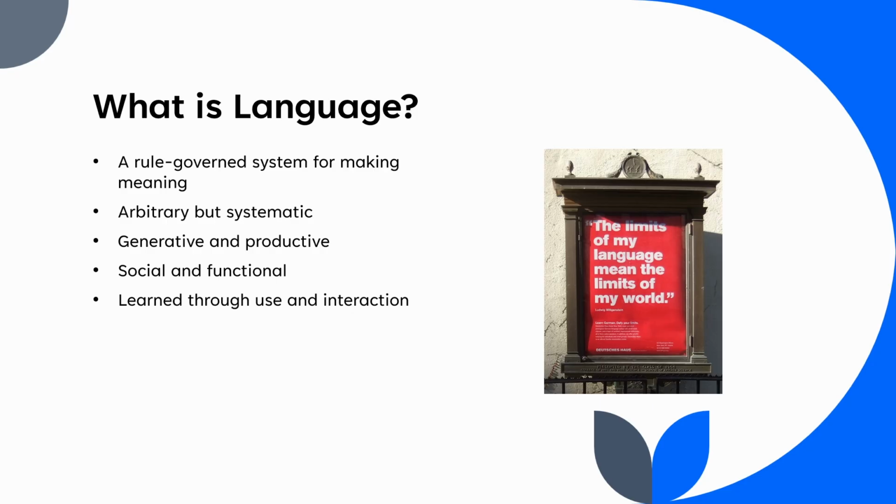For example, a child might say, "I goed to the store." This reflects the rule application of the -ed morpheme, not confusion. Errors show learning in progress, not lack of knowledge. Language is arbitrary. There's no inherent reason that a word means what it does. The connection between sound, symbol, and meaning is socially agreed upon.